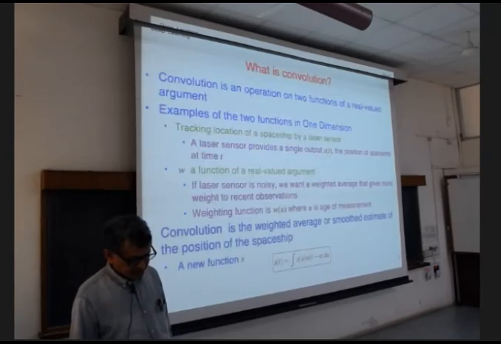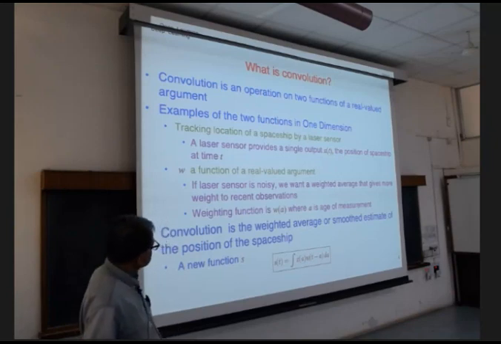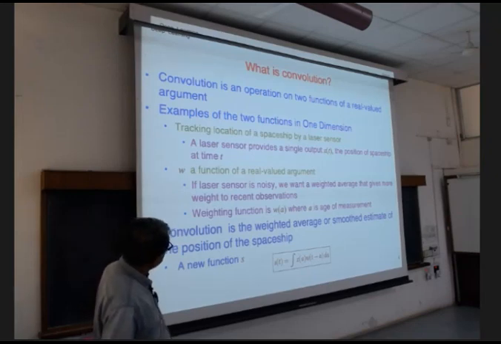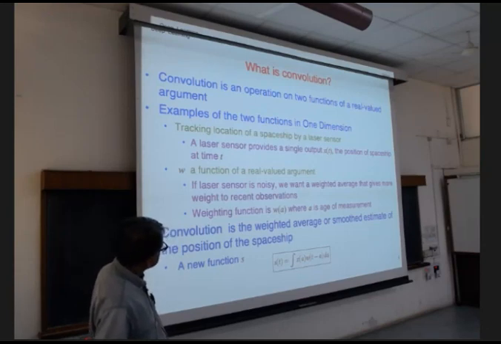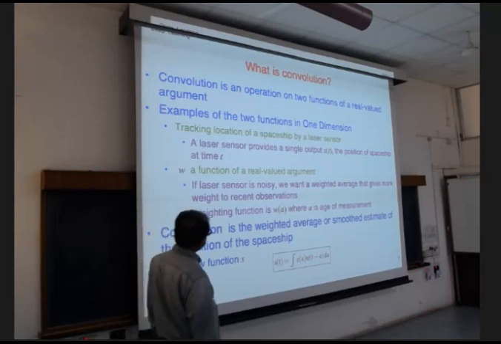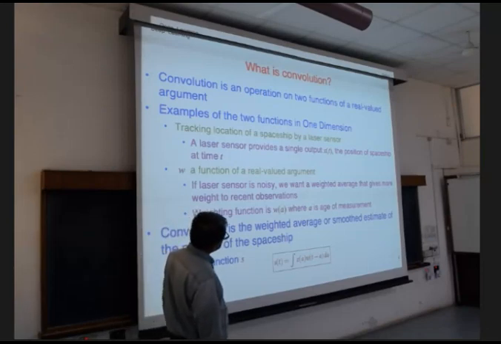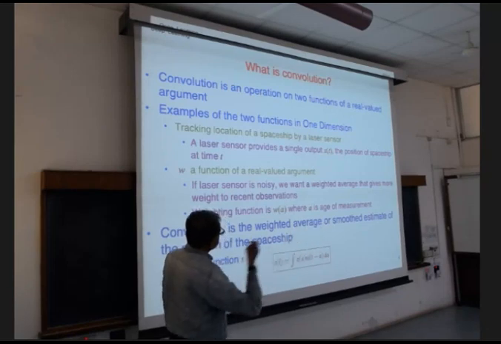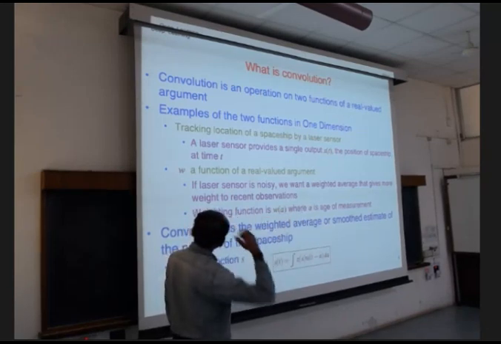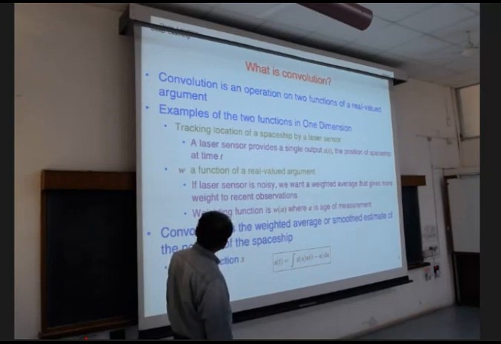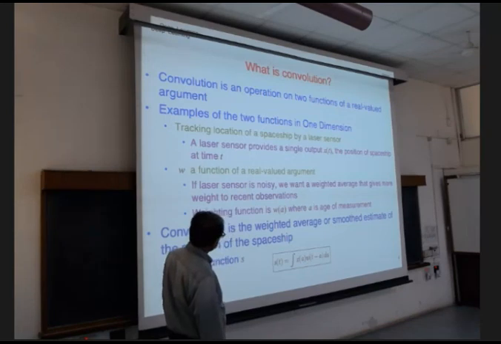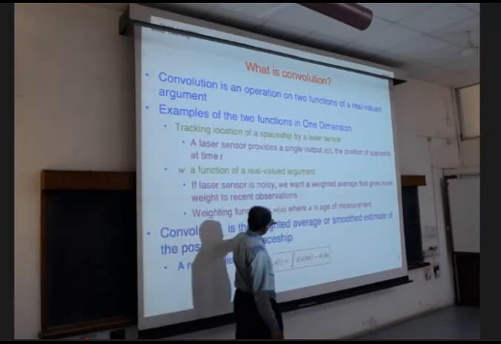There are all kinds of ways of defining it. A one-dimensional convolution is being talked about, and it was an example about tracking the location of a spaceship by a laser sensor. The laser sensor provides a single output x of t, the position of the spaceship at time t, and w is a function of real-world age. If the laser sensor is noisy, we want a weighted average that gives more weight to recent observations. So the weighting function is w of a, where a is the age of the measurement.